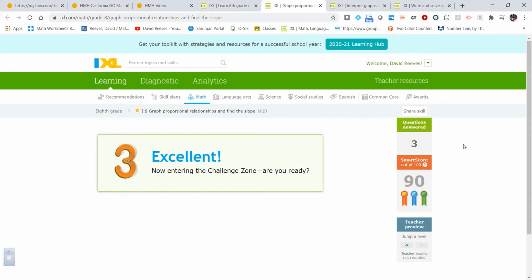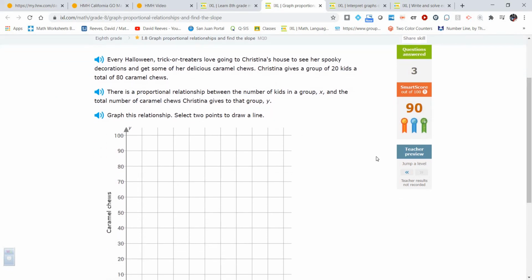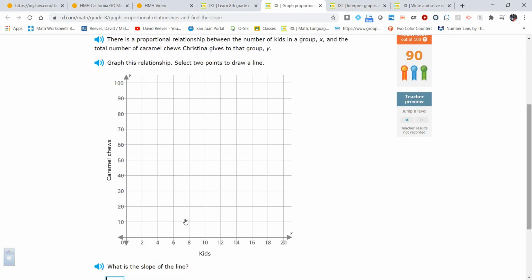All right, what about the challenge zone? Here we go. Every Halloween, trick-or-treaters love going to Christina's house to see her spooky decorations and to get some of her delicious caramel chews. She gives a group of 20 kids a total of 80 caramel chews. All right, so 20 kids gets 80 caramel chews.